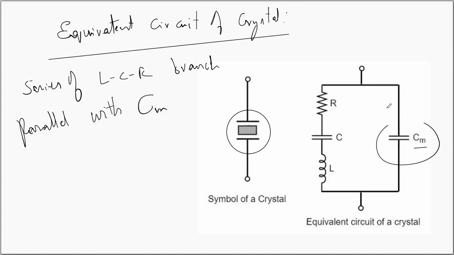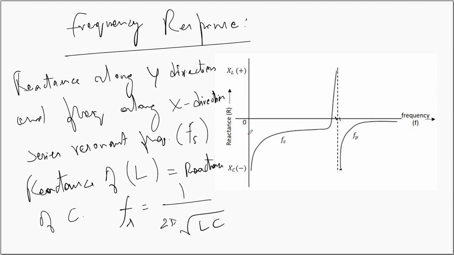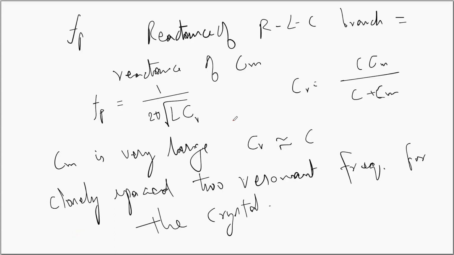We have seen the equivalent circuit of the quartz crystal. We said that we have an LCR series branch in parallel with a capacitor Cm. We have also seen the symbol for the crystal in an electronic circuit, and the frequency response. We said that there can be two different frequencies. One is Fs, the series resonant frequency, Fs = 1 / (2π√LC), and this can be seen only when the reactance of the inductor is equal to the reactance of the capacitor of the LCR branch. Fp, the parallel resonant frequency, can be obtained when the reactance of the RLC branch is equal to the reactance of Cm.